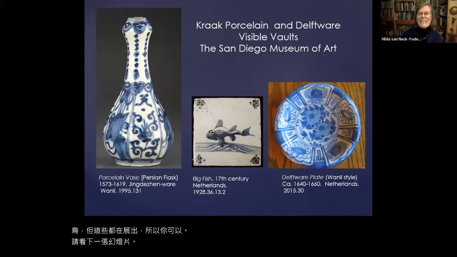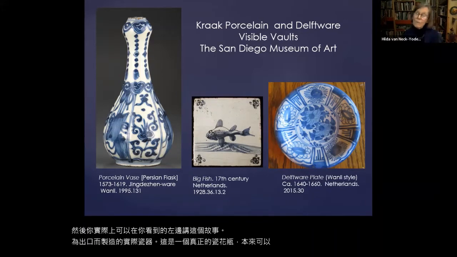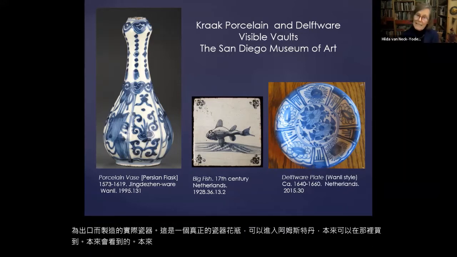And then you can actually tell this very story. On the left side, you see the actual porcelain made for export. This is an actual porcelain vase that would have come into Amsterdam, that would have been bought there, would have been seen, would have been put on one of those ledges. On the right-hand side is a plate that was found in a cesspit in Delft, Delftware, made for common use.